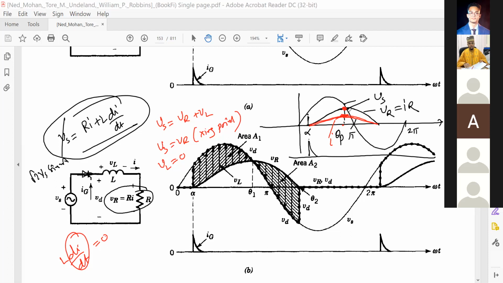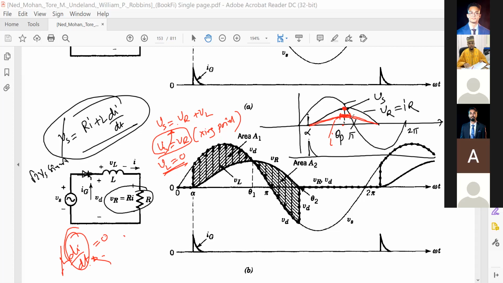Yes, sir. Peak value of the current will occur at the crossing point of Vs and VR. Why? Because at the crossing point, Vs and VR will be equal, and if you substitute this equation, then we see that VL equals 0. VL is nothing but L di by dt equal to 0. L cannot be 0, it is a finite value, so di by dt will be 0. Di by dt will be 0 only when there is no change of the current slope, and that will be the peak value.